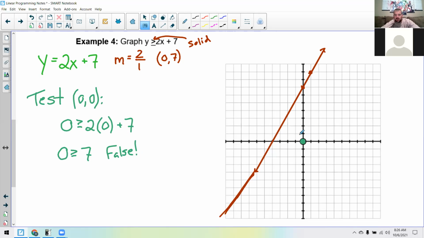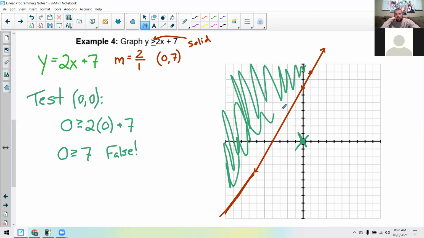This point does not work. So this is the wrong side. So I'm going to shade the other side of the line. Okay. Let me know if there's any questions at all.